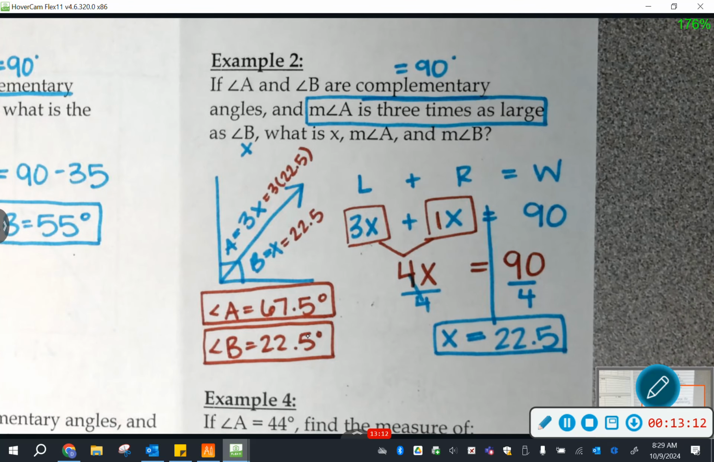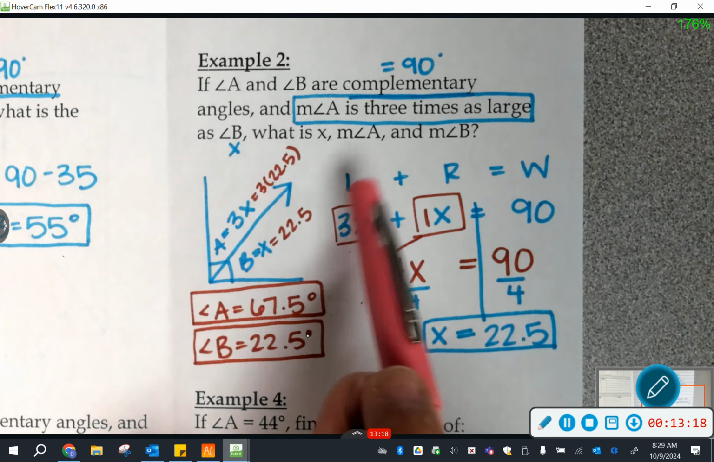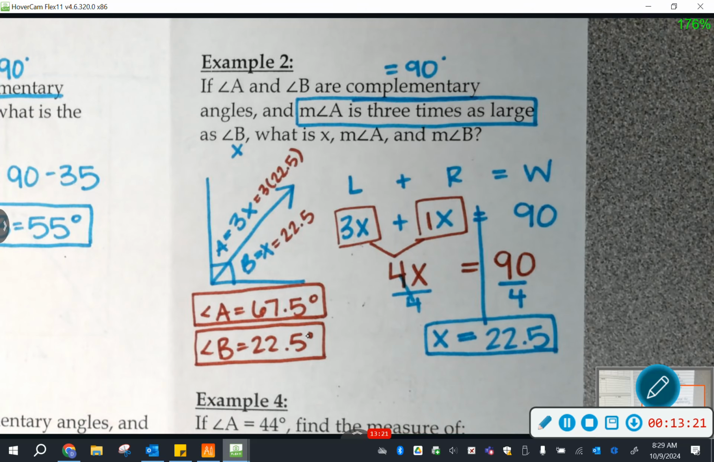Do I have any questions? Do y'all know where I got all these numbers that are boxed? Left plus right equals whole.